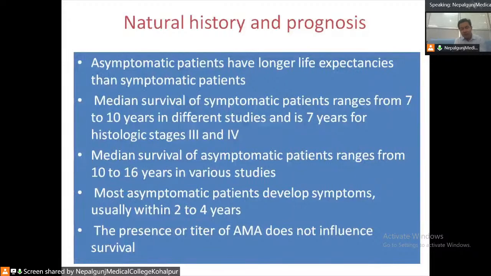And the presence of titer or AMA does not influence the survival. So a rise or decrease in the AMA titer does not correlate with survival. Another factor of survival is liver transplant. If the patient is symptomatic and goes for liver transplant, the survival is high. So this is the average survival: asymptomatic 10 to 16 years, symptomatic 7 to 10 years.